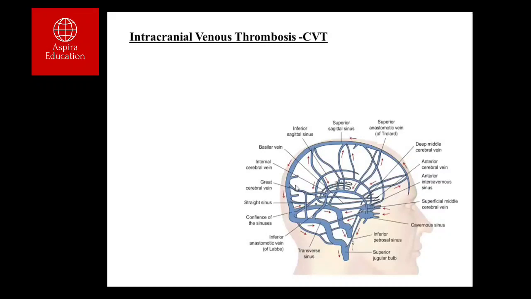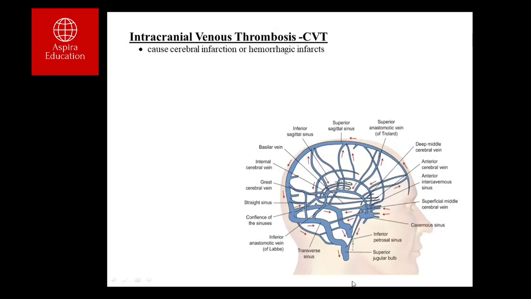Let's come to venous thrombosis, what's called cortical venous thrombosis, sometimes called intracranial venous thrombosis. These are the dural venous sinuses we discussed in the neuroanatomy lecture. We have the superior sagittal sinus, and the inferior sagittal sinus, which is parallel and below, and all of them join in confluence to drain into the internal jugular vein through the jugular foramina. So all of them drain to the internal jugular vein.